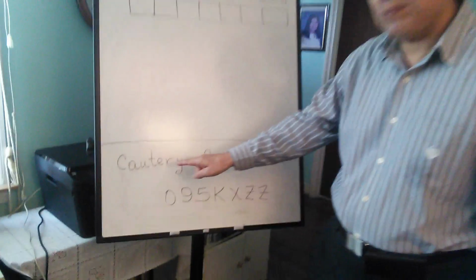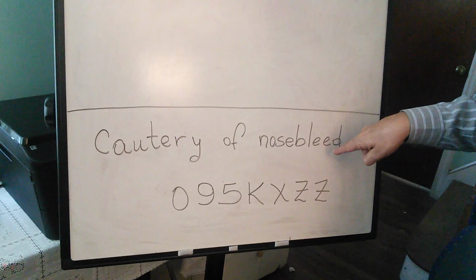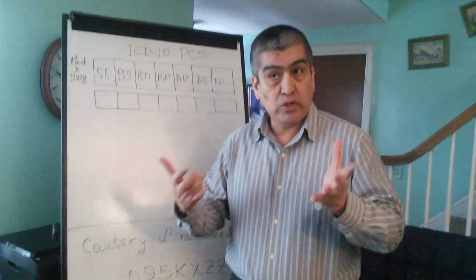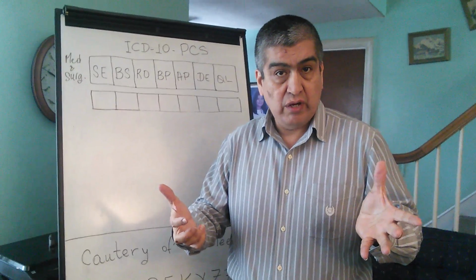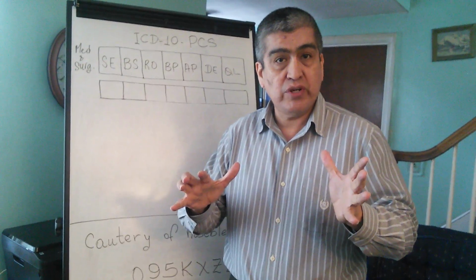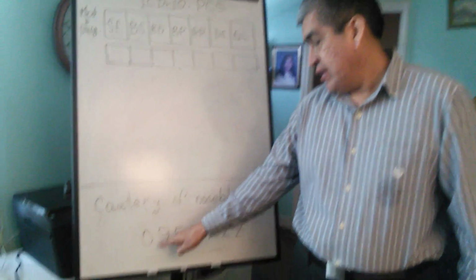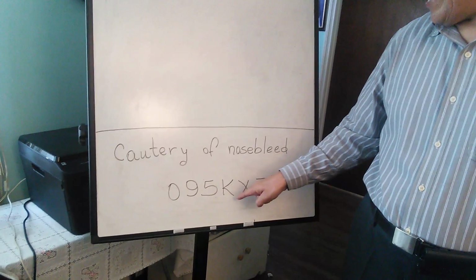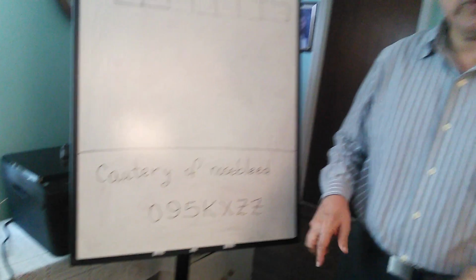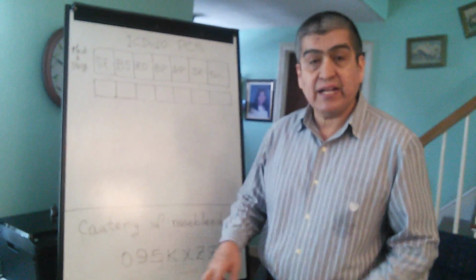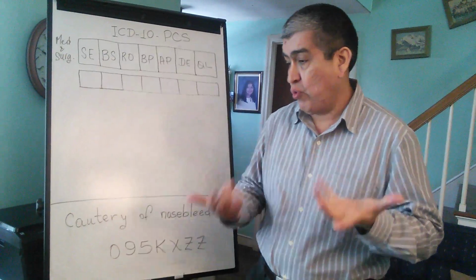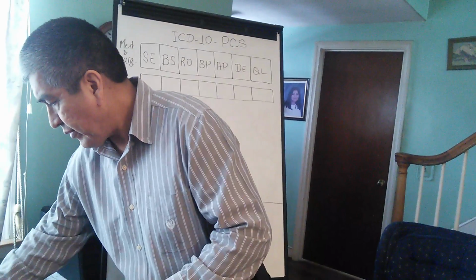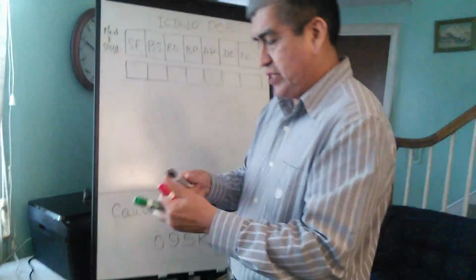So the example that we have is the procedure, a cautery of nosebleed. When your nose is bleeding a lot, you go to the hospital and the doctor says, we need to do a cauterization. So that procedure is coded in PCS like this: 095KXZZ. We're going to explain every single character, but let's first give you a little explanation of what the procedure means.